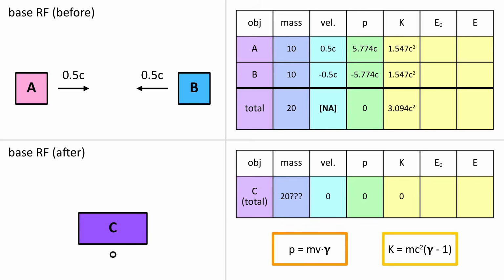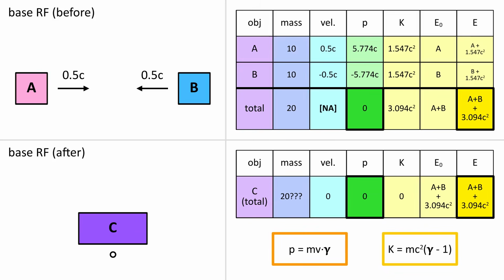How about energy? Using the formula, total kinetic energy before the collision is 3.094 c squared, while after it's simply 0. This difference is no problem because the collision is inelastic, which means the internal states of the blocks are allowed to change. Since total energy is conserved, this loss in kinetic energy must be matched by a gain in internal energy. Whatever the total internal energy of A and B is, block C has that plus 3.094 c squared to conserve energy and momentum.